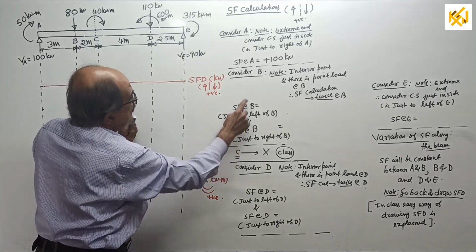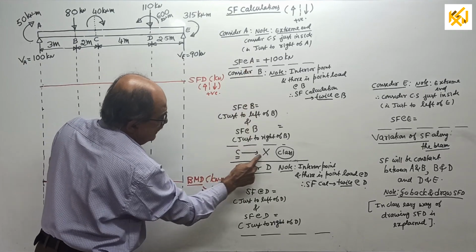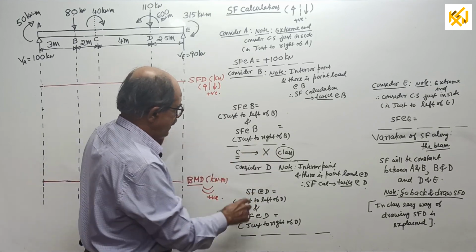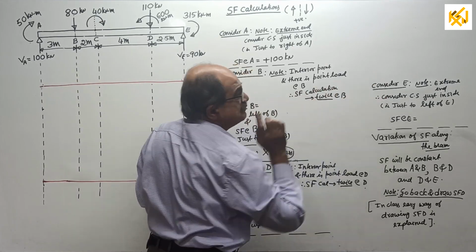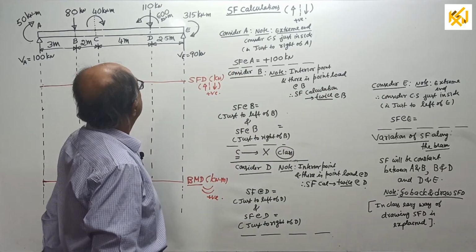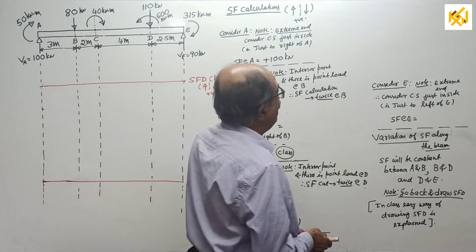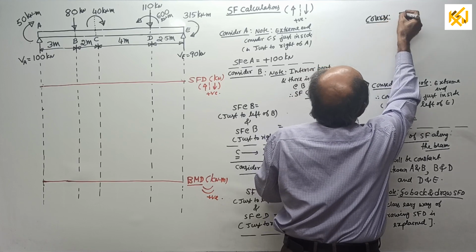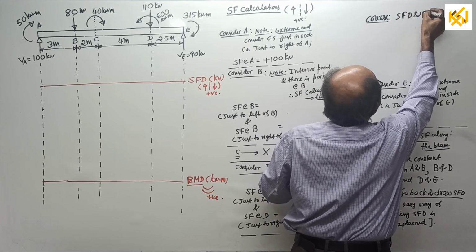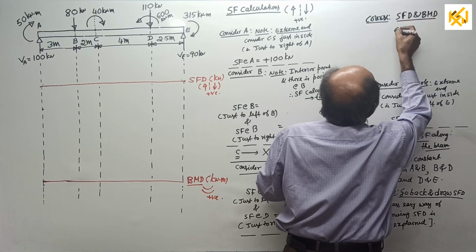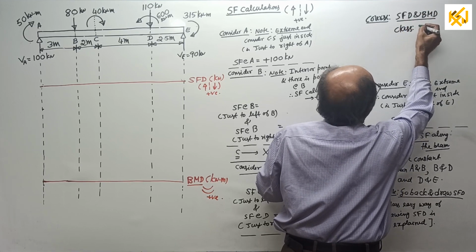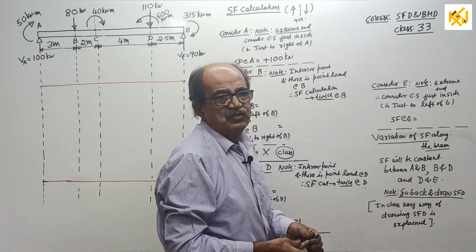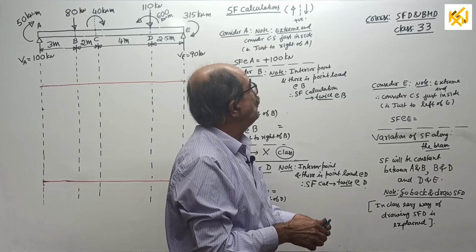Wherever you consider after B, before D, there is no change of loading. Then D, lastly E. Now, I forgot to write the course, it should always be there. The course is SFD and BMD, class number, I remember it is 33. Over. Class number 33.